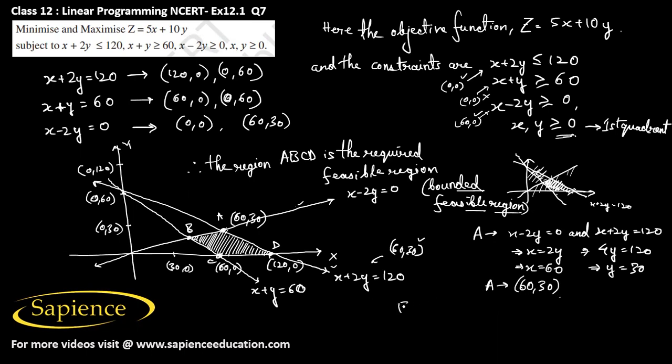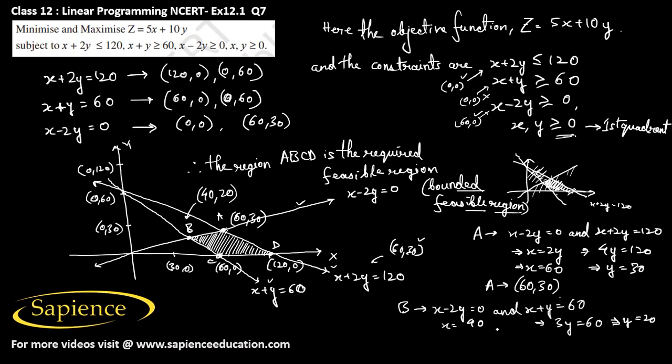And the point B, how to find? Point B is the point of intersection of this straight line and this straight line. So x minus 2y equal to 0, and we need to solve x plus y equal to 60. So here x is equal to 2y. So if we put that, we will get 3y equals 60. So y equal to 20. Then x will be equal to 40. Therefore, point B is 40, 20. And then the point C is 60, 0. Point D is 120, 0.